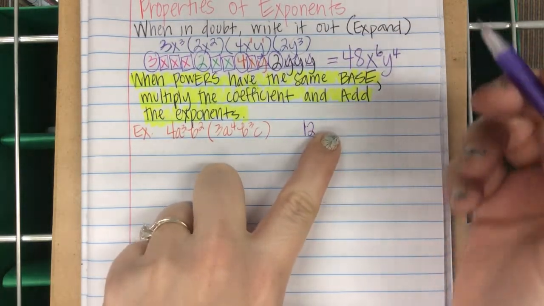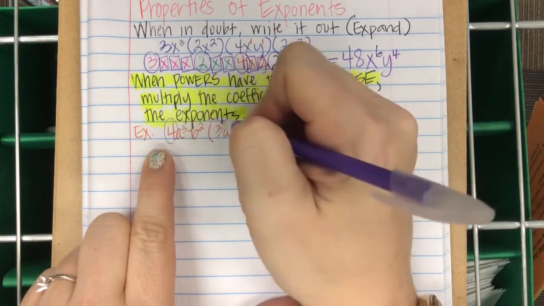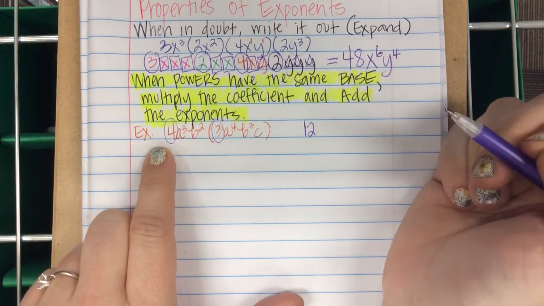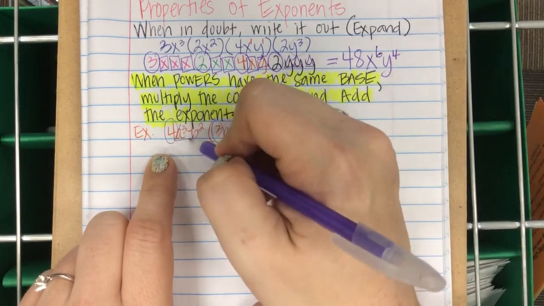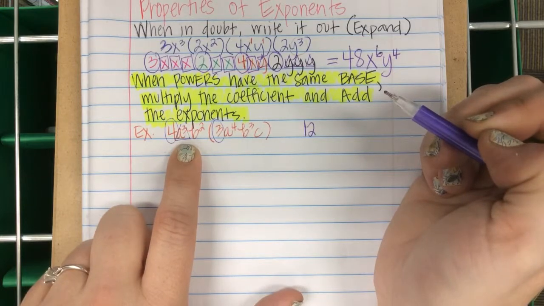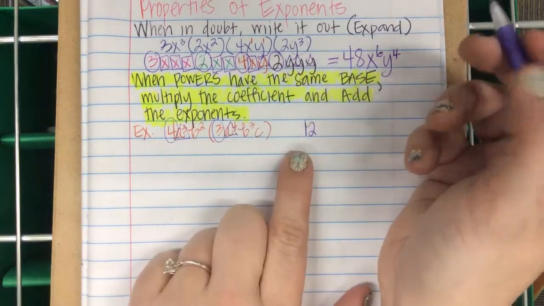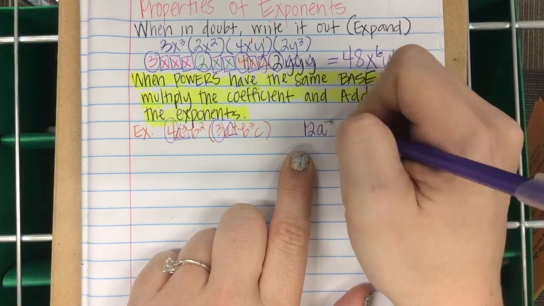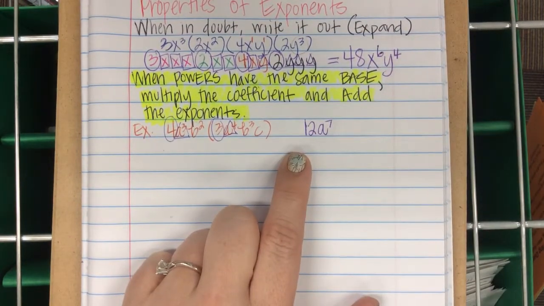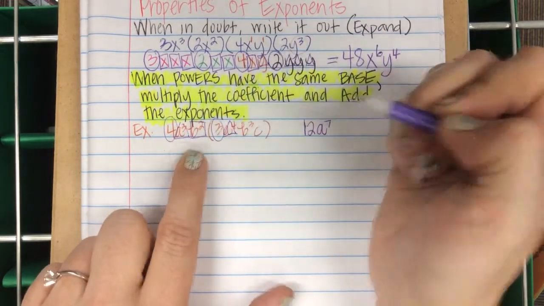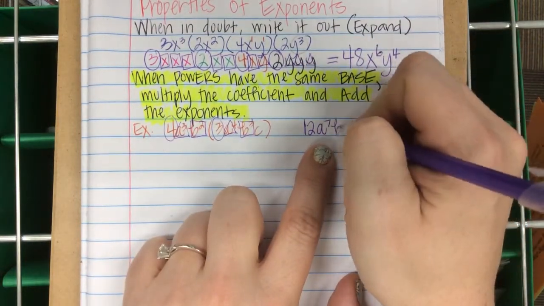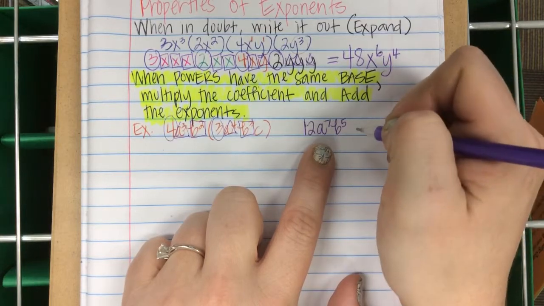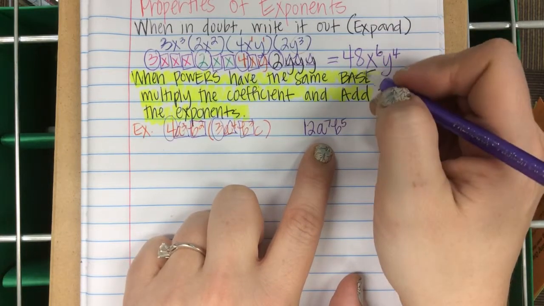Okay, so 12, because he multiplied the coefficients. 4 times 3 is 12, right? Yeah. Then let's look for powers with the same base. So we have a to the third plus what? A to the fourth. 3 plus 4 is a to the seventh. What else goes together? B squared and b to the third makes what? B to the fifth. And then all by itself is C.